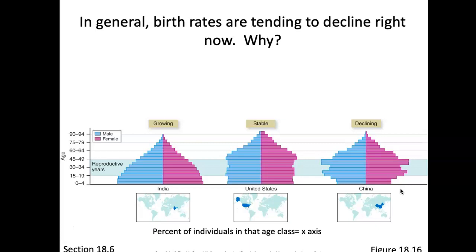In general, birth rates are tending to decline. And why do you think that is? Because it's very expensive to have children. And gone are the days, or fewer are the days, of 8 children, 9 children in a family. That is very difficult to maintain.